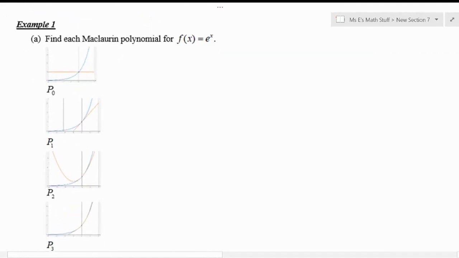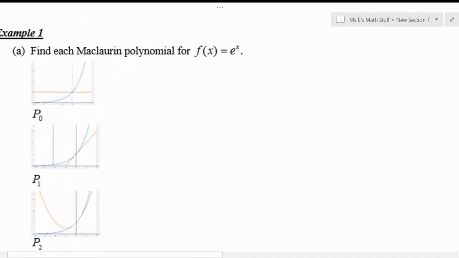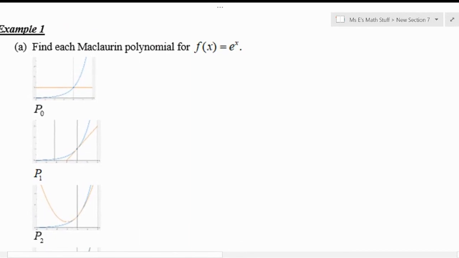Okay. So for example 1, let's have you just worry about these first 3 here. The directions are for you to find each Maclaurin polynomial. That means that it's automatically centered at 0 for f of x equaling e to the x. I just took screenshots of the little stages from the previous video where we kept adding terms and adding things that we wanted the polynomial to have in common with e to the x. Okay, so I'm going to butt out and let you think about it, and then we can go through it together in the next video.